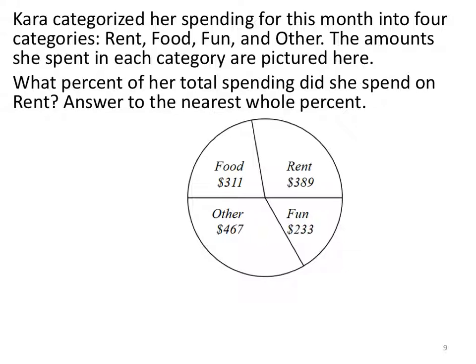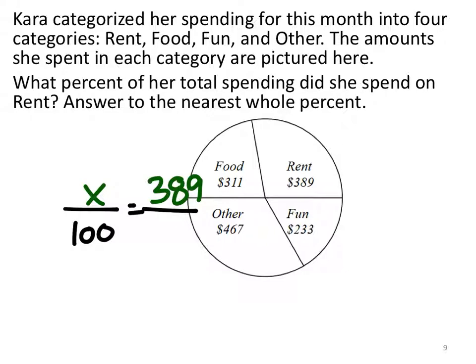Okay. Now this one tells us how much she spent on rent, instead of us trying to figure out how much she spent on rent. So the percentage on this one is what we're trying to find. So in the percent proportion, we don't know what the percentage is. However, we can see that the amount of rent that she did spend is $389. Now, you may think that we have an unknown here as well. However, we can find out what that value is by taking all the values and adding them together.